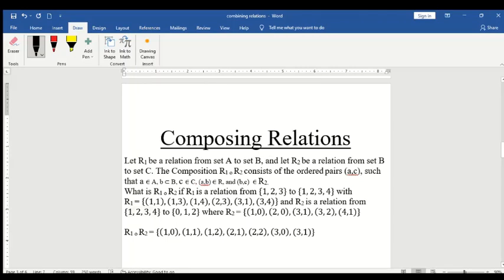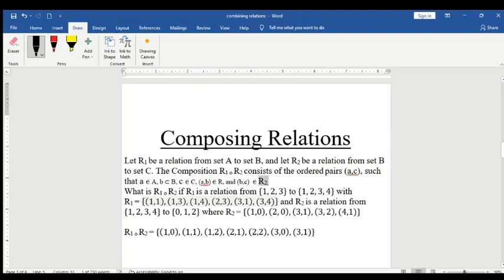For the next part, we have composing relations. We let R1 be a relation from set A to set B, and we let R2 be a relation from set B to set C. The composition of R1 and R2 consists of the ordered pairs (a, c), such that a is an element of set A, b is an element of set B, and c is an element of set C, where the ordered pair (a, b) is an element of relation 1, and the ordered pair (b, c) is an element of relation 2.